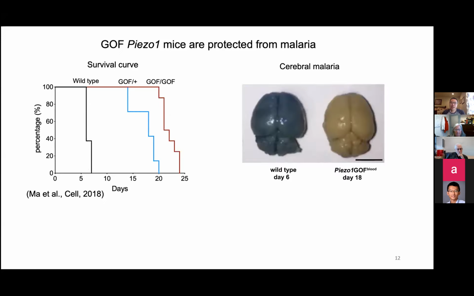Remarkably, all these gain-of-function animals are completely protected against cerebral malaria, a situation where the infected red blood cells travel to the brain and cause blood-brain barrier breakdown and associated problems. But as you can see, the gain-of-function animals are completely protected.